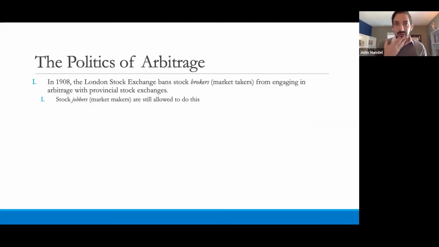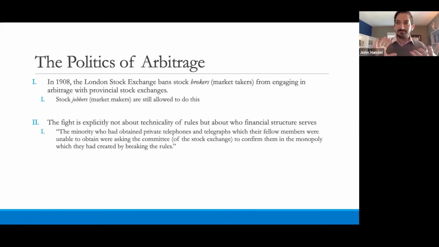And then the final thing I'll say too is that arbitrage had politics, and it was especially the infrastructure of arbitrage that had politics. In 1908, the London Stock Exchange banned stockbrokers from engaging in arbitrage with provincial stock exchanges. Now, the market makers of the London Stock Exchange, the jobbers, are still allowed to do this. But really, this was not a technical debate about the rules about who could or couldn't do arbitrage. It was a debate about who had access to and control of financial infrastructures.